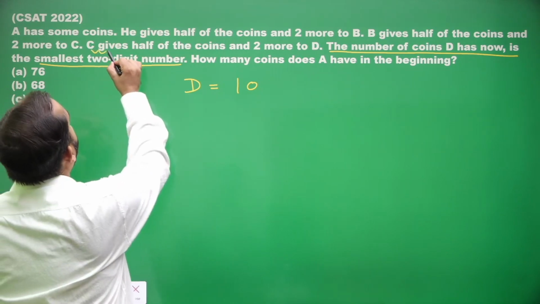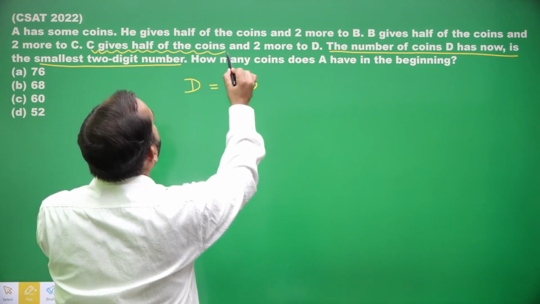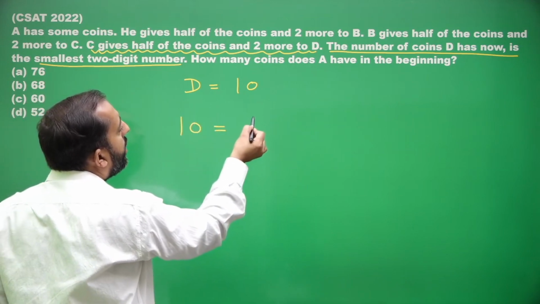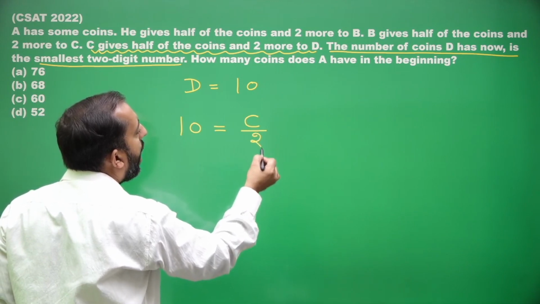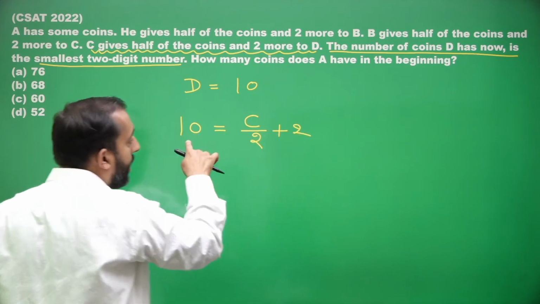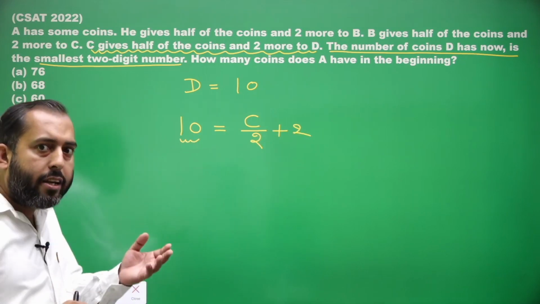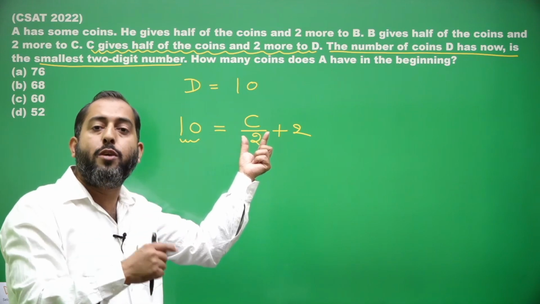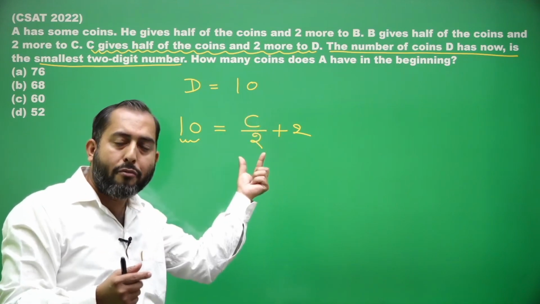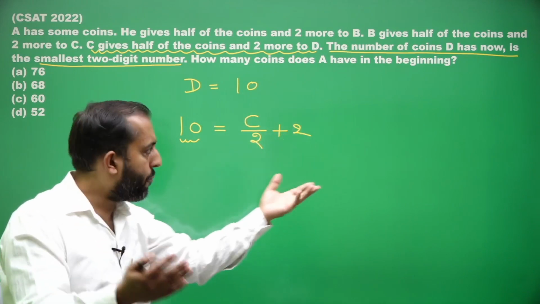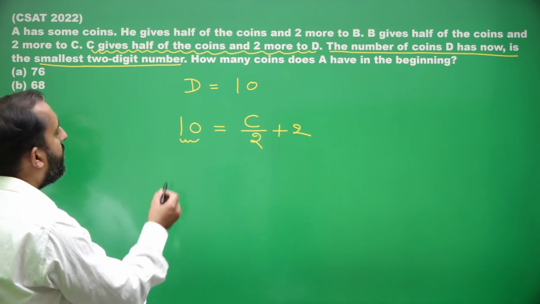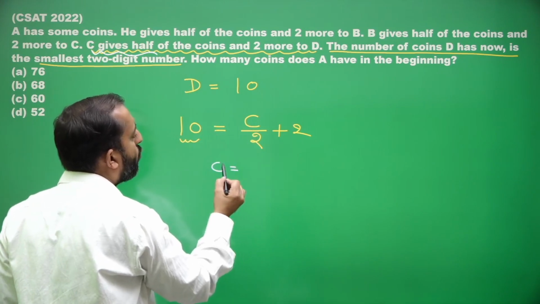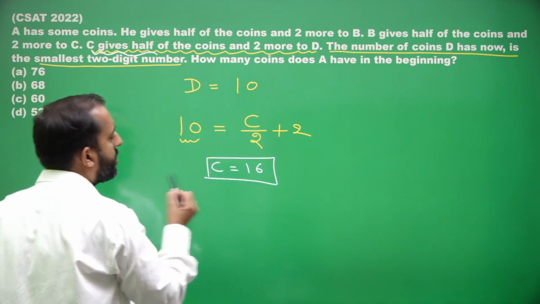Let's check out the meaning of the second last line. C gives half of the coins and two more to D. So the number of coins with D, that is 10, is there because C has given half of his coins and two more to D. Let's say the number of coins with C was C. So what is half of C? C by 2 and 2 more, that is plus 2. This was the meaning of the second last line. If we solve this, it's going to give us C equal to 16.